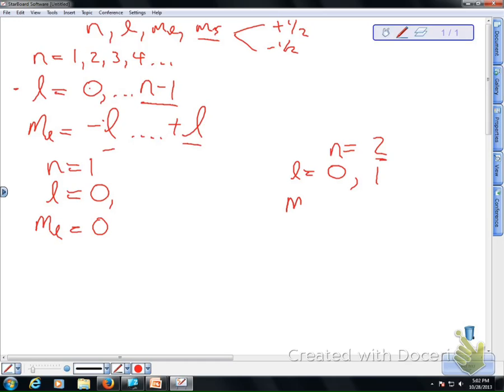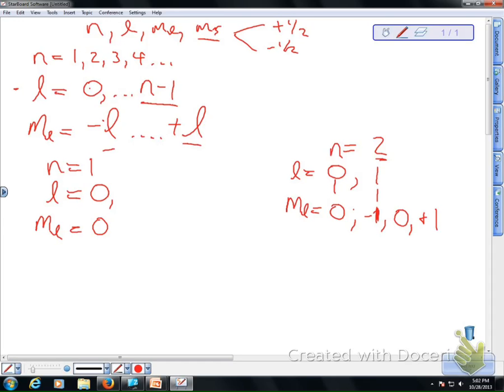Then M sub L, we have an M sub L of 0 for L equals 0. And then for L equals 1, the M values can be negative 1, 0, and positive 1. Again, these numbers don't mean anything. They just represent the numbers of solutions, and these relate to levels, sublevels, and orbitals. So let's go back and fill that in.